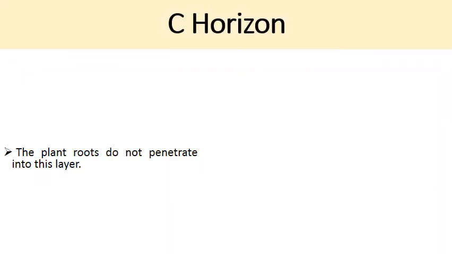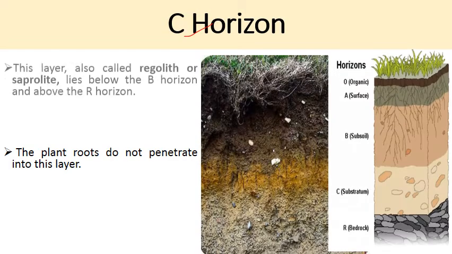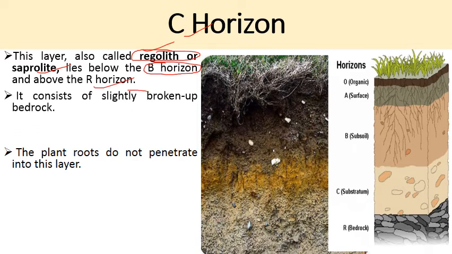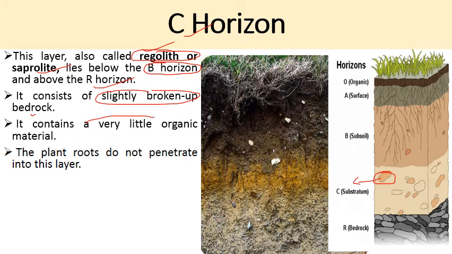Next comes C horizon. So this layer is called regolith or saprolite. These terms are used for it, that is regolith or saprolite. It lies just below the B horizon and above the R horizon. It consists of slightly broken up bedrocks. So the pieces of bedrock are present in it. Means the weathering process is continuous in it. It contains very little organic material. Organic material is present very little in it.